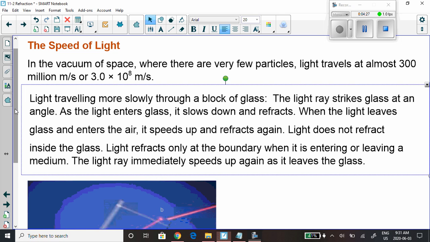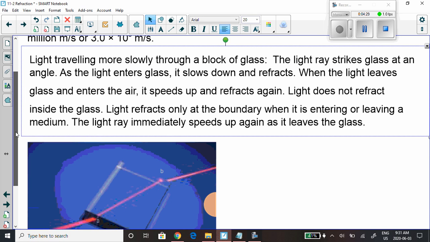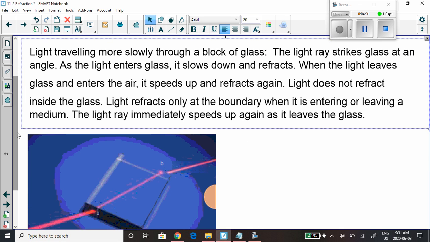And in air, it's a little bit less than that 300 million meters per second. And in a material, a medium like glass, it's even reduced more. So look what happens here. Light ray enters the glass here. So the light here is in air. Here's the boundary between air and the glass. And look, it bends. It doesn't keep its direction anymore.